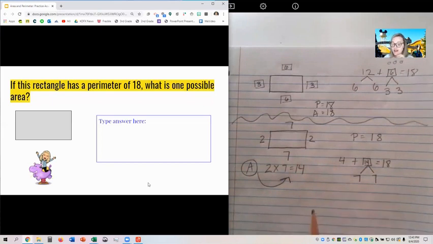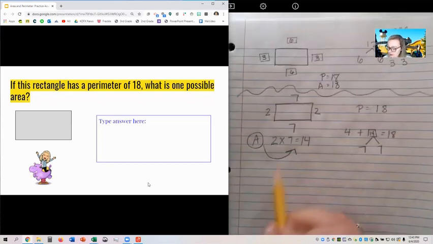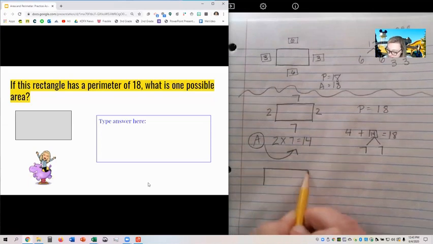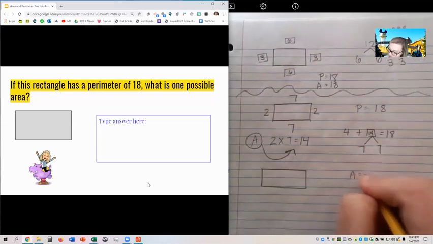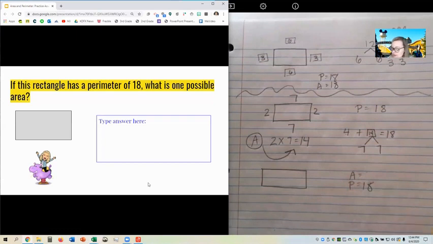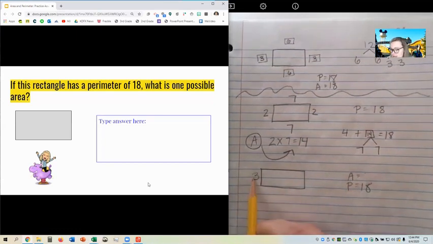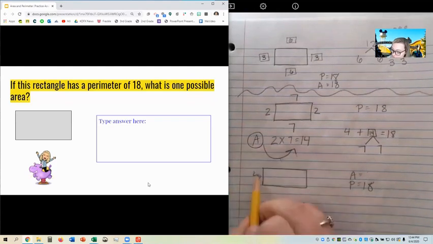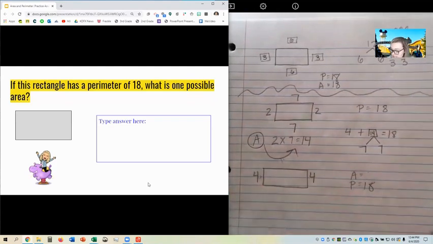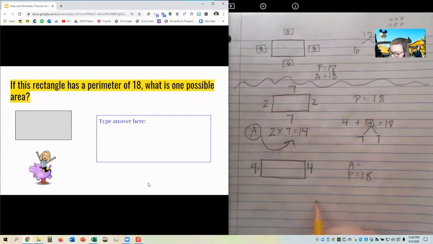Okay, the next one. Let's see if there's another way. So we're going to do area equals, we don't know, but perimeter is 18. Well, let's see if 3 works. 3, oh, we already did 3. Let's see if 4 works. 4 plus 4 is 8. So I'm going to take my 8. And I've broken it apart, right?